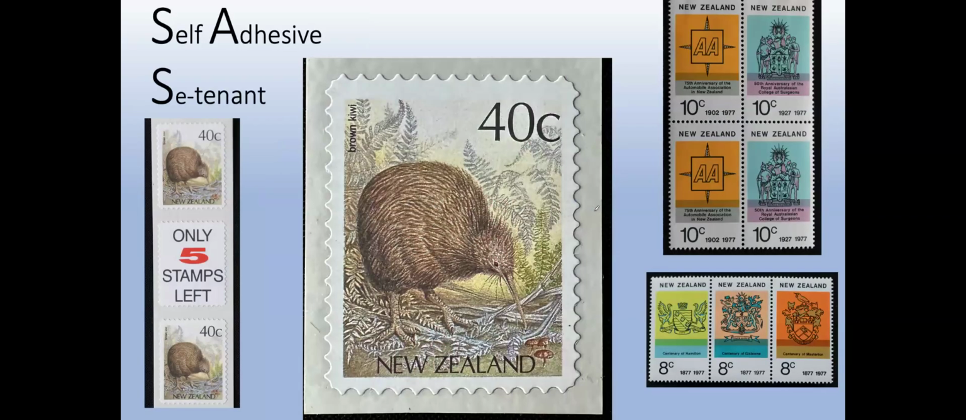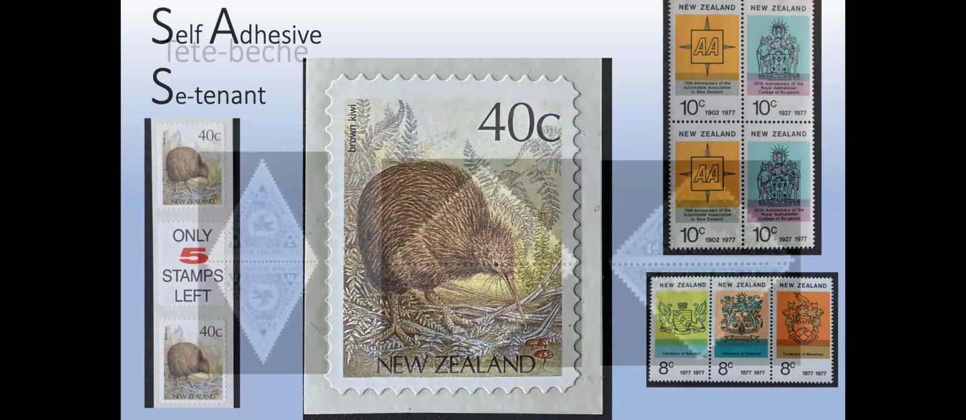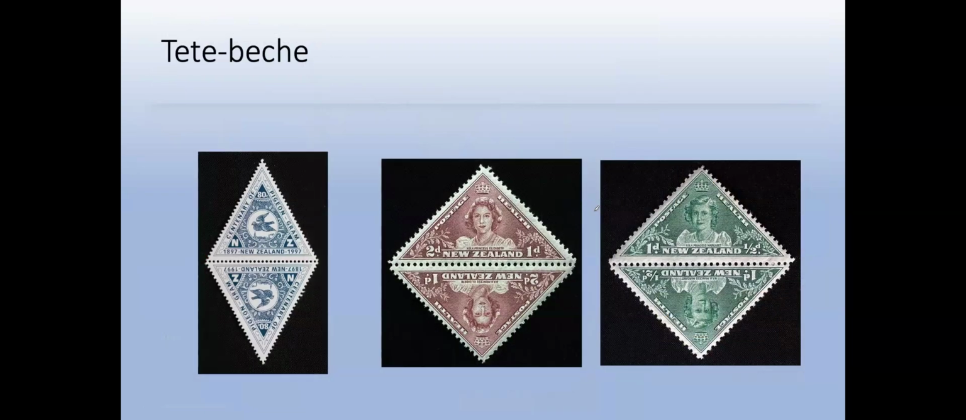The first self-adhesive stamp is on the left here, featuring the New Zealand kiwi bird, and that was in 1991. And the first se-tenant or side-by-side stamps on the right there, produced in 1977. So stamps of different designs joined together. A tete bêche, head to tail. Princess Elizabeth, the new 1943 health stamps were the first tete bêche stamps produced in New Zealand.